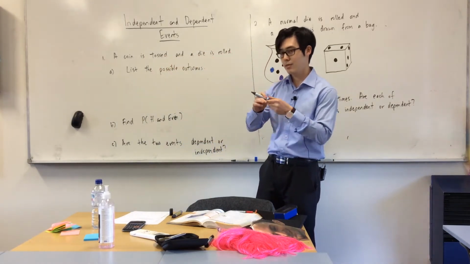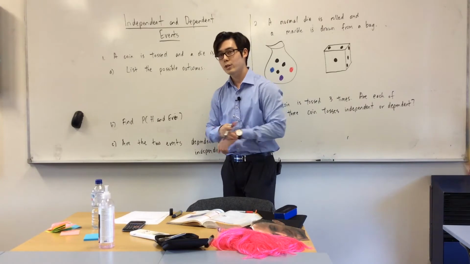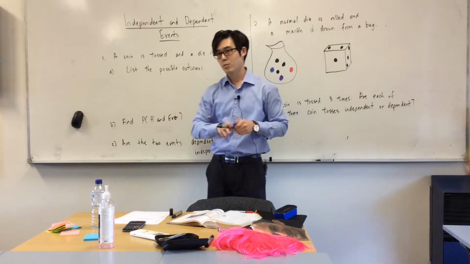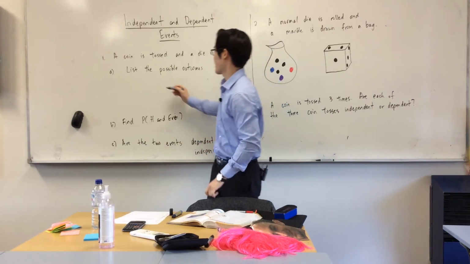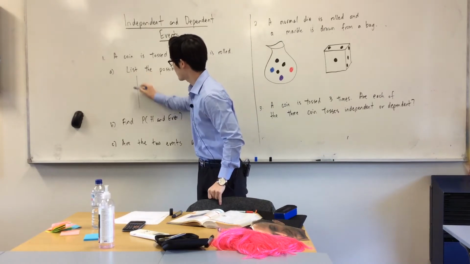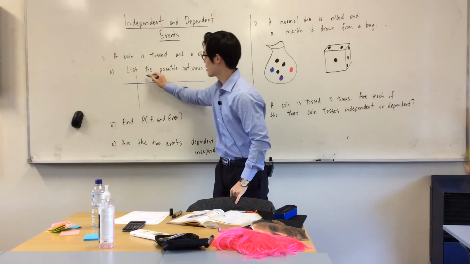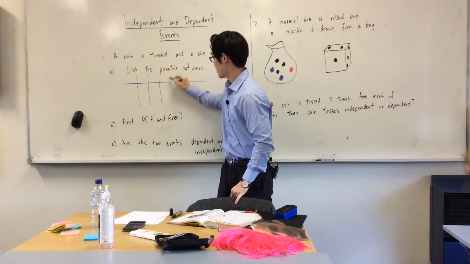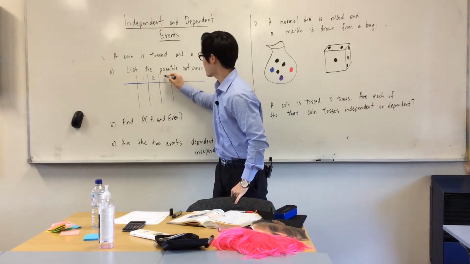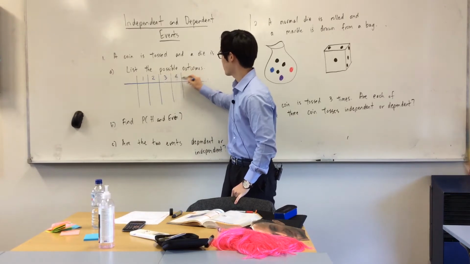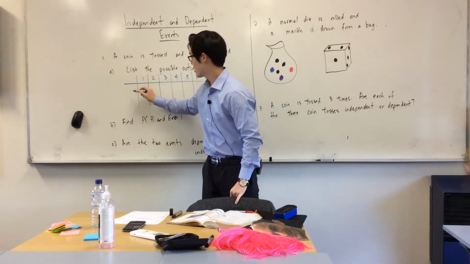List the possible outcomes. Do you guys remember what to draw if a die is rolled? A table, not a tree diagram. Good. So I'm going to draw a table like this. What goes in here? The die. Yep, the die. So all the die numbers, I'm going to write it here: 1, 2, 3, 4. And a coin.